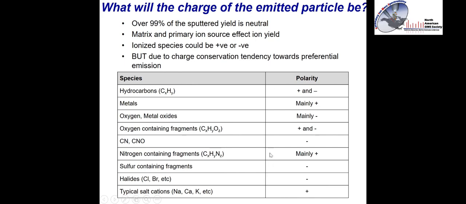And one of the take-home messages from this is that you really need to collect both positive and negative ion data to fully characterize the surface using SIMS. It can be possible that you'll find one polarity has more peaks that answer the question that you're looking for, but to really understand the chemistry of a surface, you need to collect both positive and negative ion data.